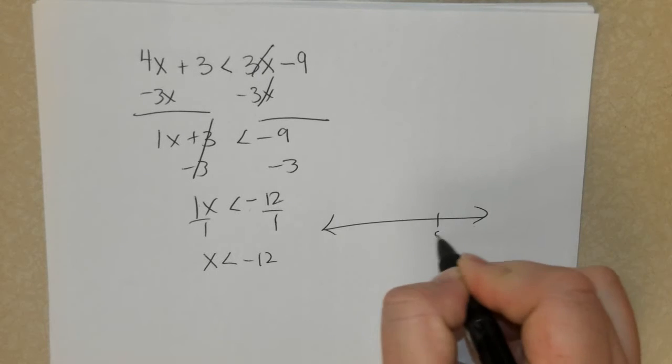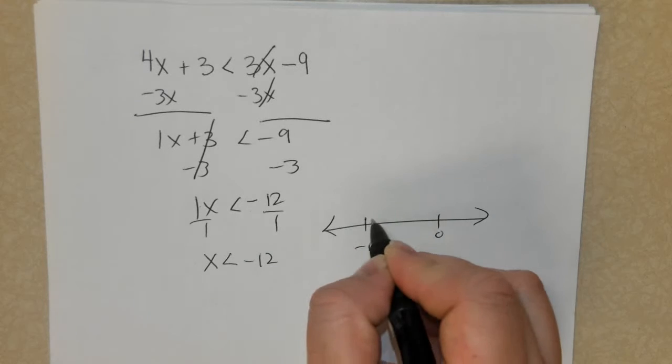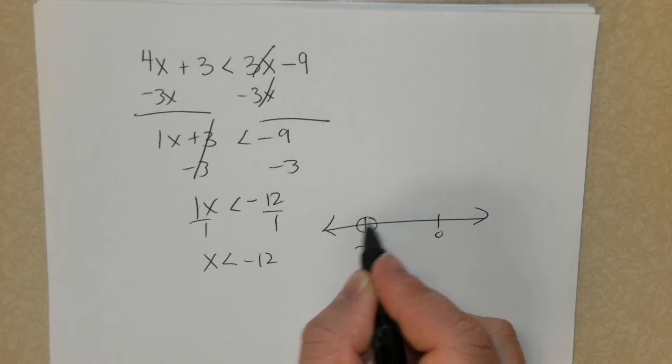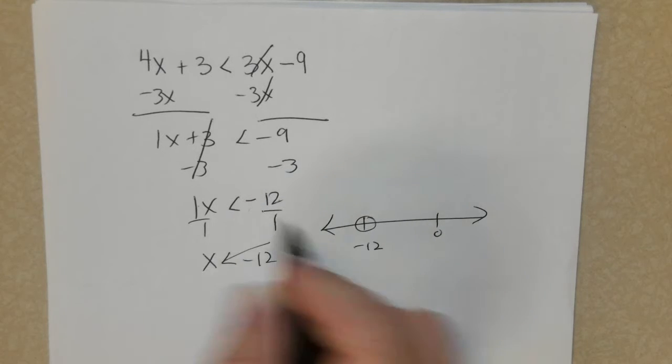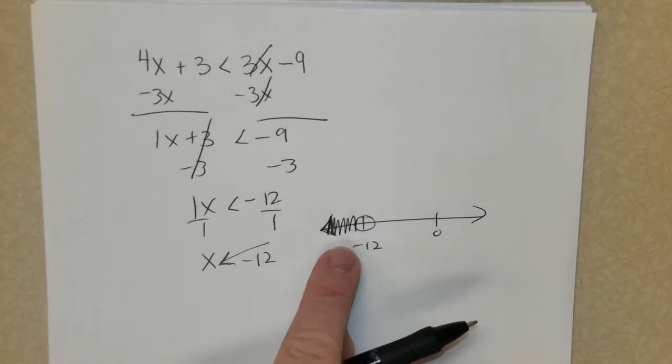How do you graph this? Well, here's 0, here's -12. Because there's no line underneath, I'm going to put an open circle. That means we don't consider this as an answer. Think of this as an arrow that says, hey, shade to the left. That means all answers are going to occur to the left of -12.